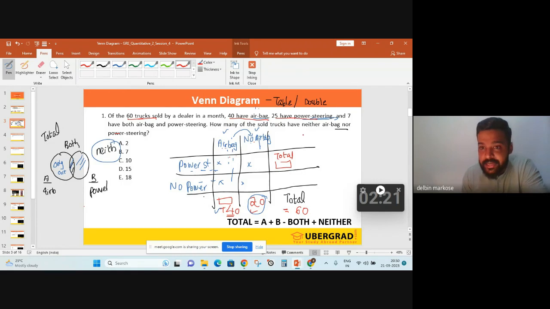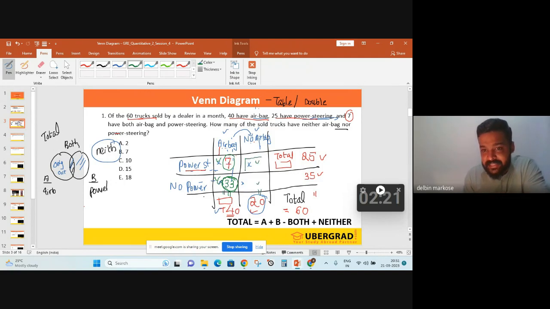Now, what is the next information? 25 have power steering, the total number of power steering. Here I have to consider. Now, what is the next thought? This value plus this value, you have to get 60. So then definitely this will be 35. Okay, then the last information, 7 have both airbag and power steering. So you have to look power steering and airbag. Here it will be. The next thought process will be, I know this value plus some value. If I add it, I have to get 40. So this will be 33. I hope everyone understood how we got 33. Could you please confirm it? So automatically this value plus this, you have to get 40. This value plus this value, you have to get 20.